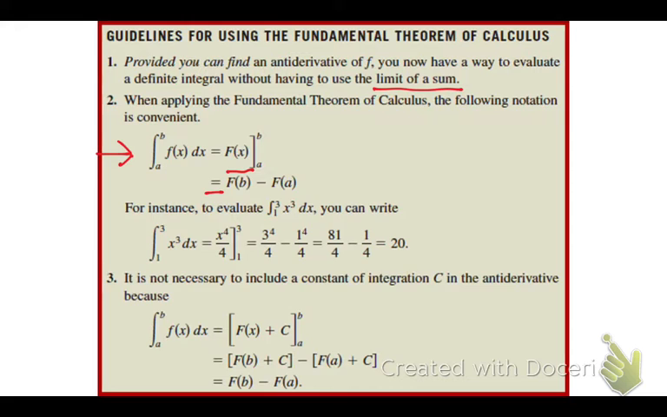This is just an example. So I have the integral from 1 to 3 of x cubed dx. So the integral of x cubed would be x to the 4th over 4, correct? Why? Because 3 plus 1 is 4. And then you divide by 4. Why do you divide by 4? Because that's how you find the integral.